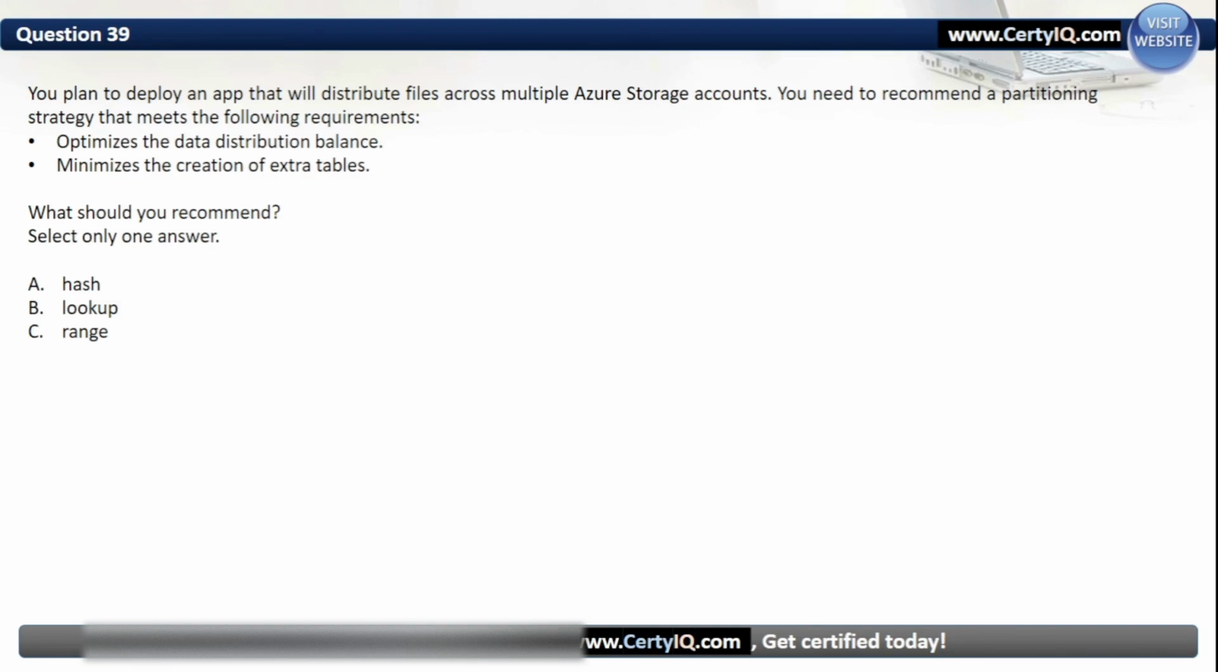Question 39. You plan to deploy an app that will distribute files across multiple Azure storage accounts. You need to recommend a partitioning strategy that meets the following requirements. Optimizes the data distribution balance, minimizes the creation of extra tables. What should you recommend? Select only one answer. Our options are A. Hash, B. Lookup, C. Range. The correct option is A. Hash.